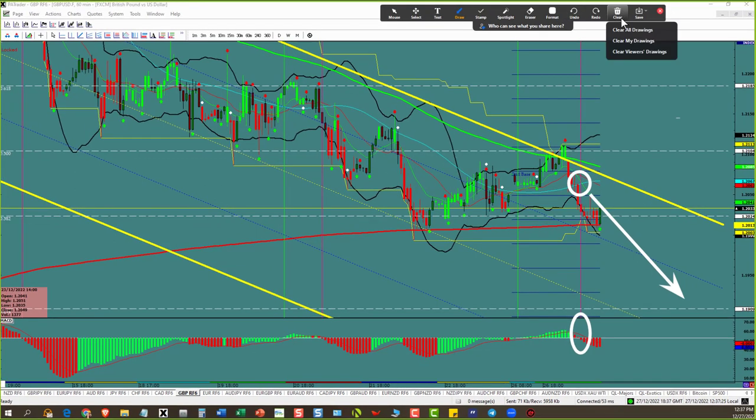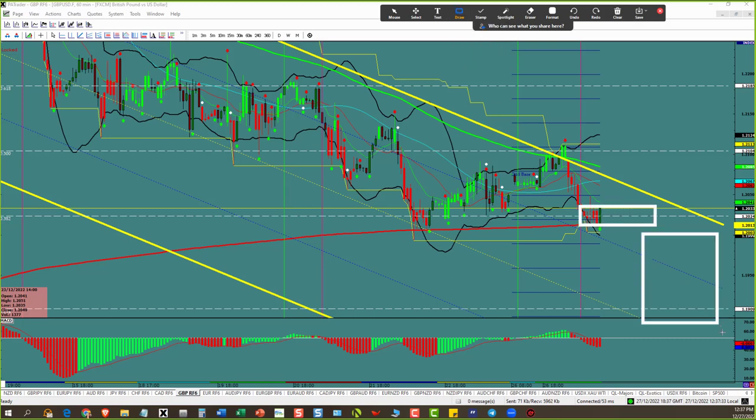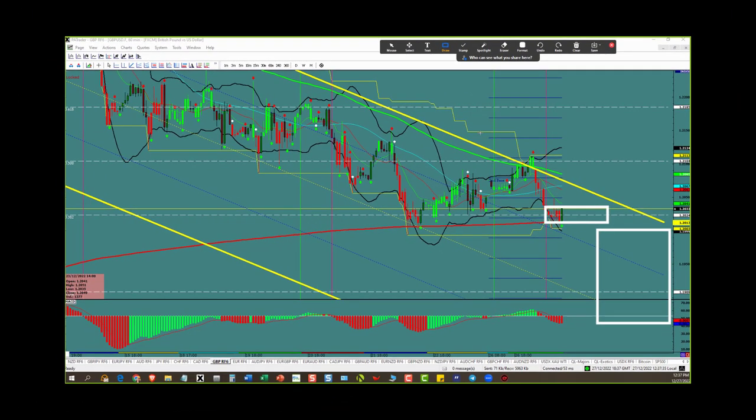So we've got quite a bit of information here. Now, we can see here that there's a possibility that they are building a flag pattern for the continuation of the downside. Now, if you know anything about flags, there's a video on it here. However you came into the flag is how you're coming out of the flag. So that's a target. How do I measure that? I take the Fibonacci extension.